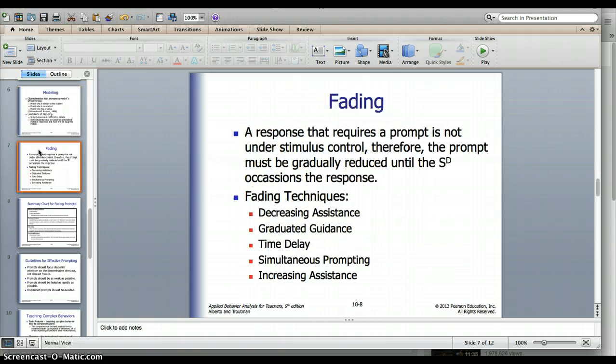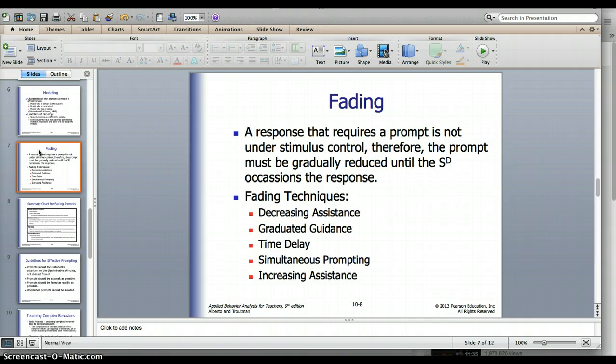When we're talking about fading, which is a fantastic strategy, we want to make sure that when we're looking at fading techniques, we're using the most appropriate for the skill that we're trying to fade back our support. So whether that's using time delay or decreasing assistance, we want to make sure that we're fading in a way that doesn't lead to gaps in the student skill set.